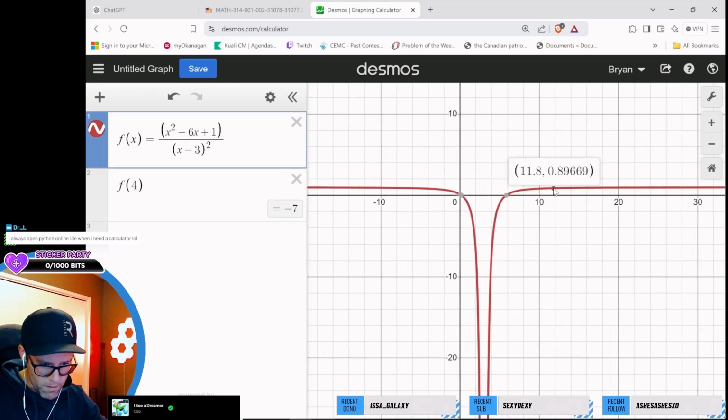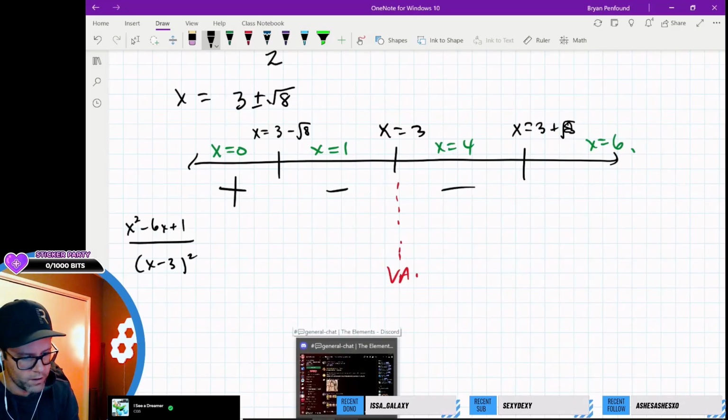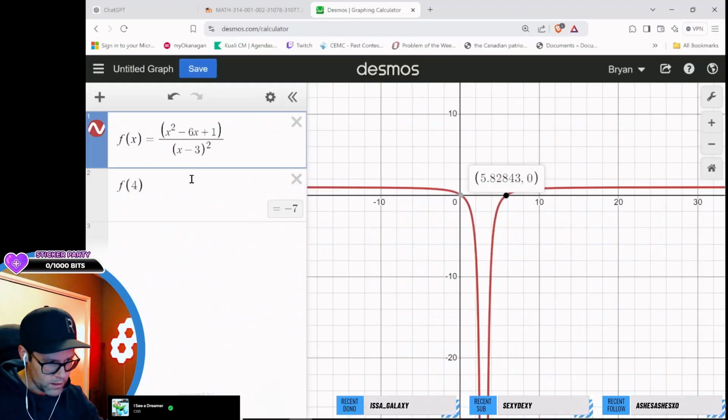Where are my... Does this actually have maximums? Does this have critical values? Or am I tripping? Did I make a mistake? This feels weird. This doesn't feel right at all.